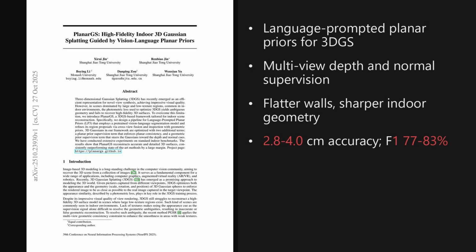Wrapping up, 2 takeaways stand out. Language-prompted planar priors, fused across views, and geometric supervision together turn 3D Gaussian splatting into a reliable indoor reconstructor, with flatter walls, sharper corners, and stronger novel view synthesis. The broader impact spans AR/VR, robotics, and digital twins, since accurate rooms enable safer navigation and cleaner simulation.